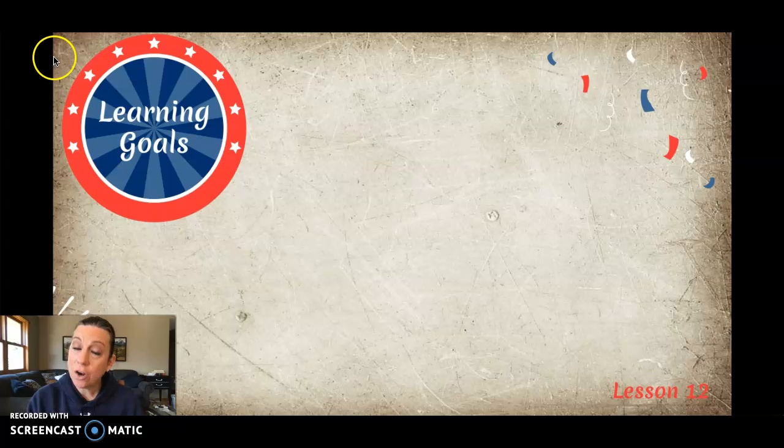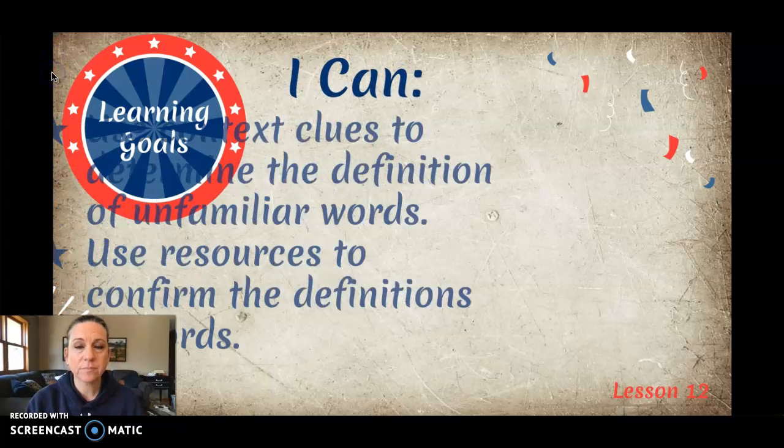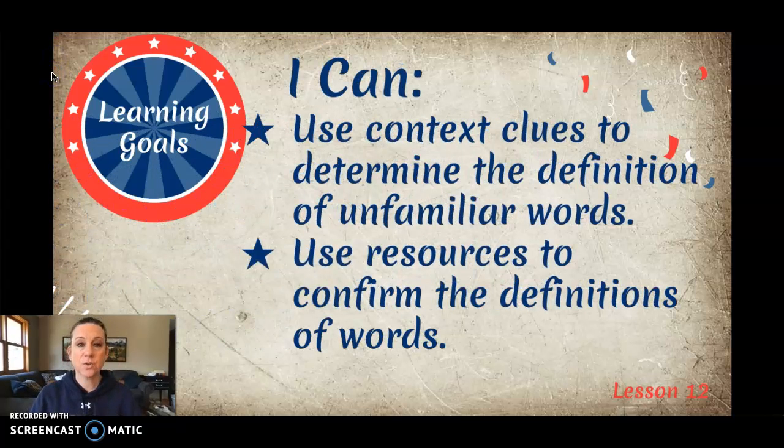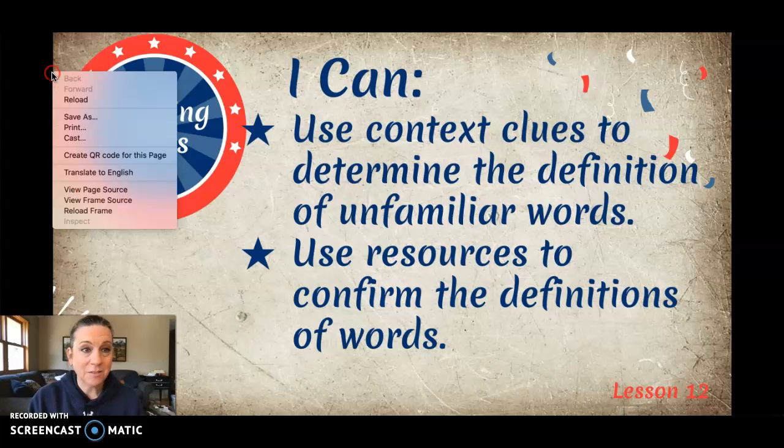All right, our learning goals today are: I can use context clues to determine the definitions of unfamiliar words. And I can use resources to confirm the definitions of the words, so like a dictionary.